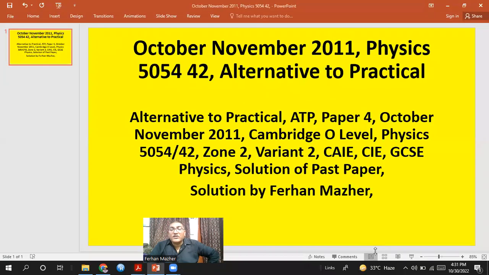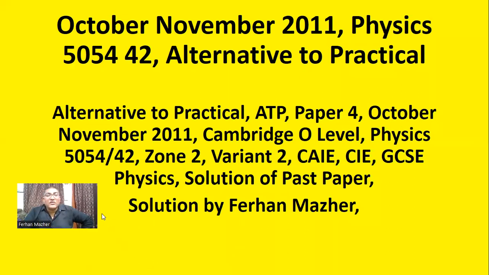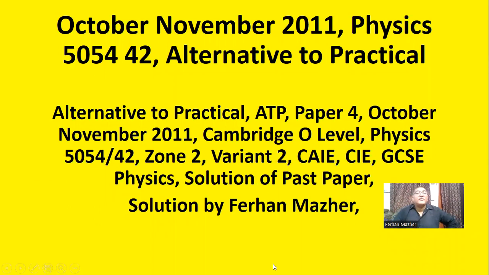So my dear students, today we have done all the questions of the ATP paper. This paper 4 was from October, November 2011. The number of the paper is 42. The subject is Physics 5054. And this solution is by Ferhan Mazher, and my name is Ferhan Mazher.